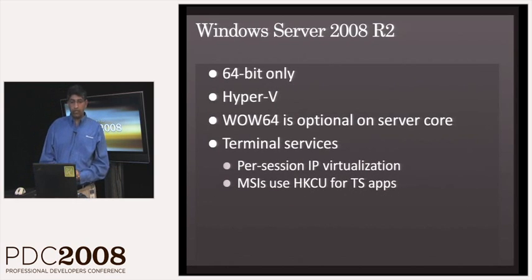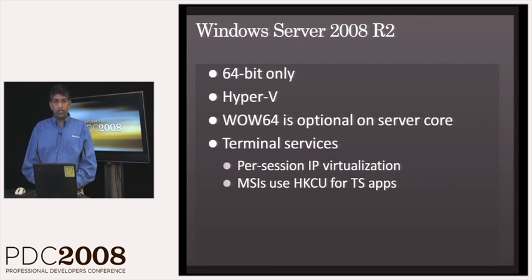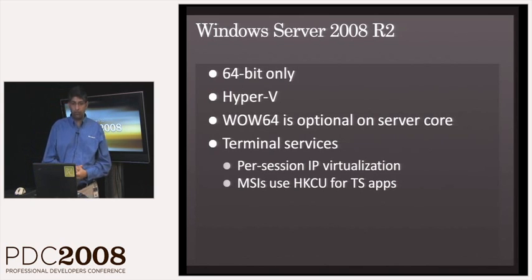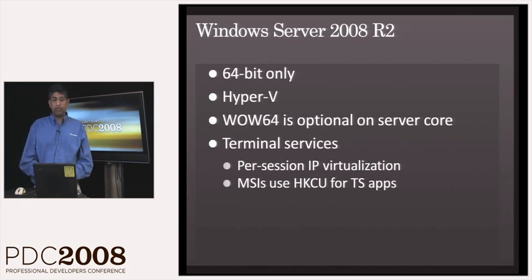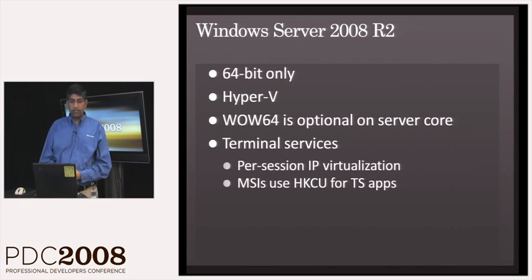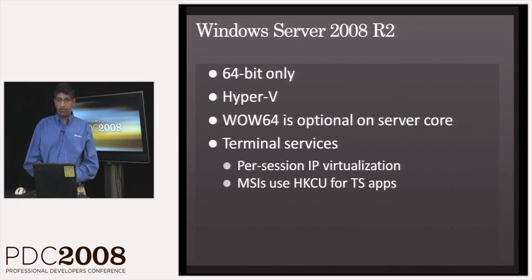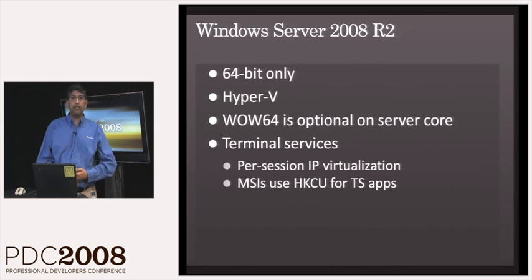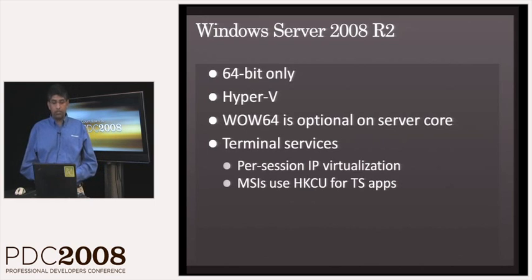Last but not least, Windows Server 2008 R2. What does this R2 mean? There are a couple of interesting things here. 32-bit server doesn't exist for R2. It's 64-bit only. There are a lot of white papers available on Hyper-V, which is supported on Windows Server 2008 R2. A lot of interesting changes for Windows on Windows 64, which is optional now on Server Core. And terminal services has a lot of enhanced features which will help end users and IT administrators allow running user client apps on servers running terminal services.